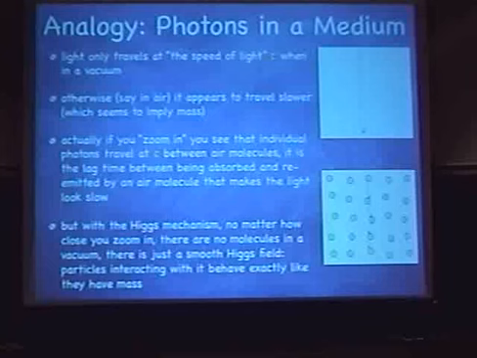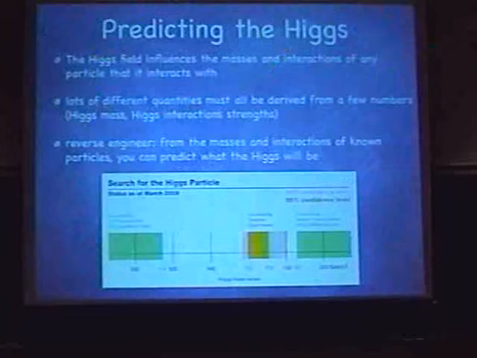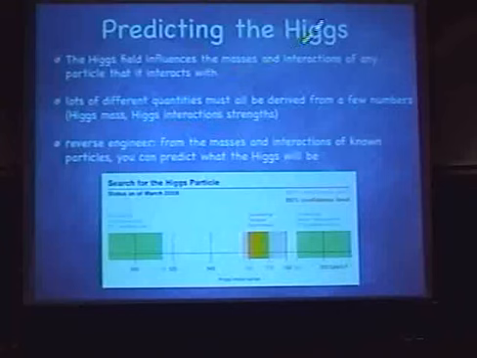Now, the Higgs field influences the masses and the interactions of any particle in the universe that has an interaction with the Higgs. If it interacts with the Higgs field, because the Higgs field is everywhere non-zero, you can never neglect the Higgs, and it changes all of the values of everything around it. It changes all of the fields, all of the strengths of interactions, all of the masses, everything.